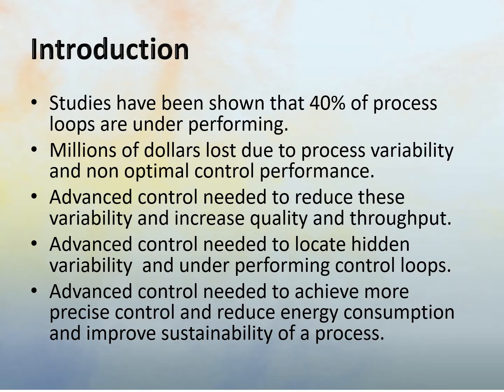As you can see, studies have shown that 40% of process loops at the moment are underperforming in the real world. Millions of dollars are lost due to this process variability and non-optimal control performance. Hence, advanced control is needed to reduce this variability and increase the quality throughput, and also to locate the hidden variability and underperforming loops, and also to get more precise control, reduce the energy consumption and improve sustainability of the process.